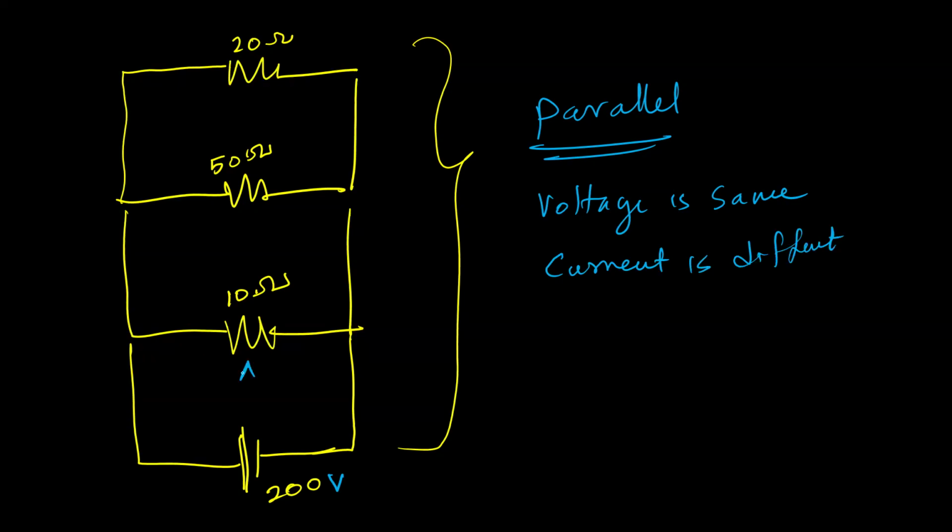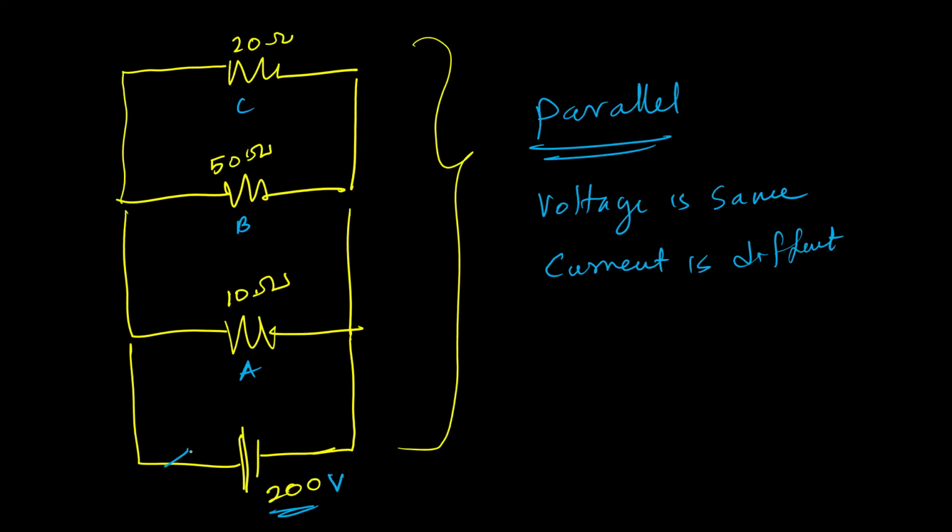Now let's say this is A, this is B, and this is C. Voltage of A will be equal to the voltage of the battery, 200. Voltage of B will be equal to 200, the voltage of the battery. Voltage of C will be equal to the voltage of the battery. So this is how the parallel connection works. Voltage is the same. But what about current?